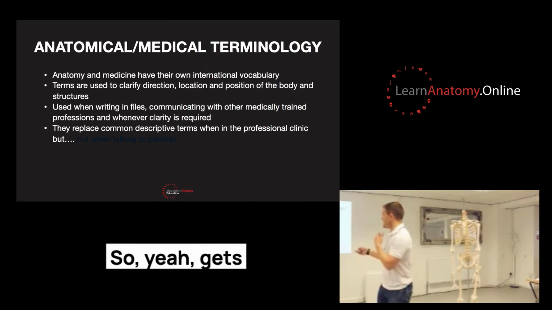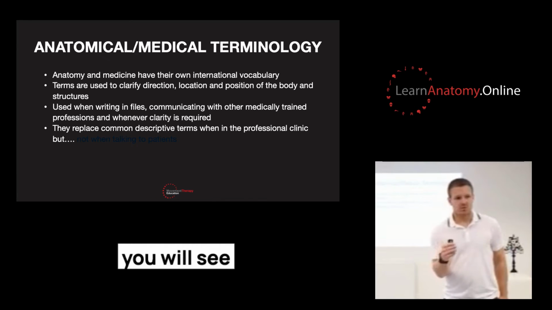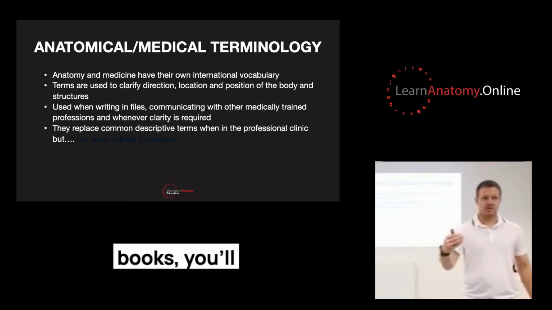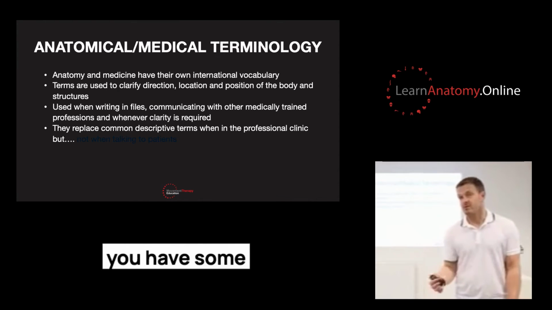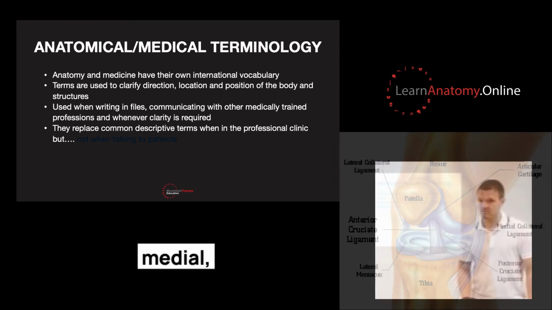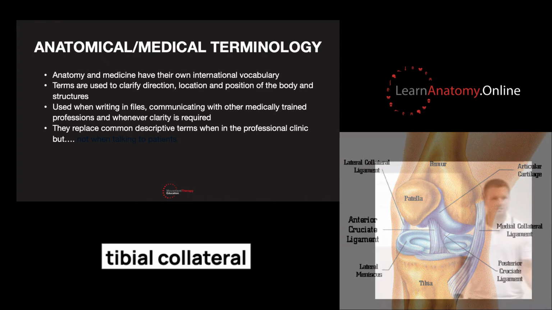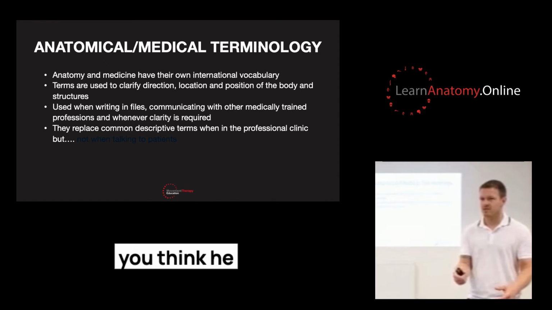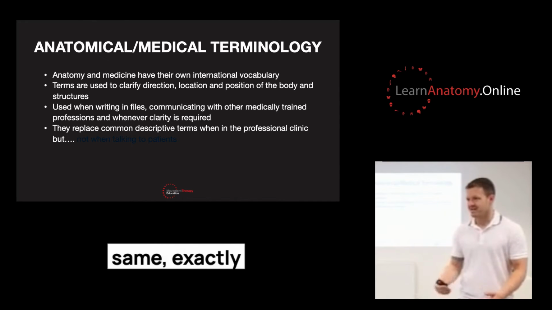So, yeah, it gets a bit confusing, because in some books you will see some terms, and in other books you'll see other terms. Let's give an example. So in the knee, you have some ligaments. Ligaments on the inside of the knee, I've always called them medial collateral ligaments, but sometimes they're called tibial collateral ligaments. You look at the book and you think, he said it was this, but it's saying it's this, and it's actually exactly the same thing.